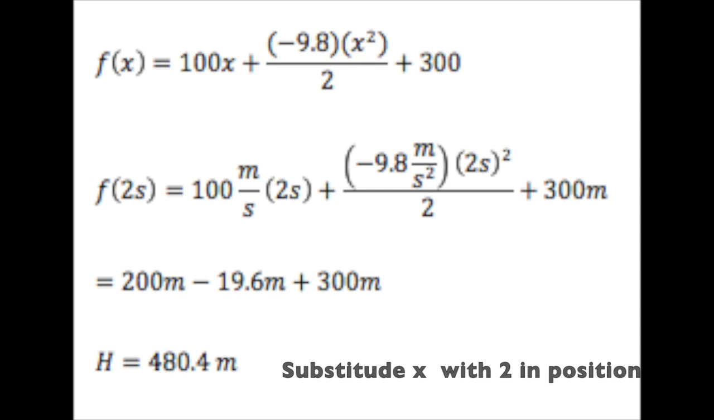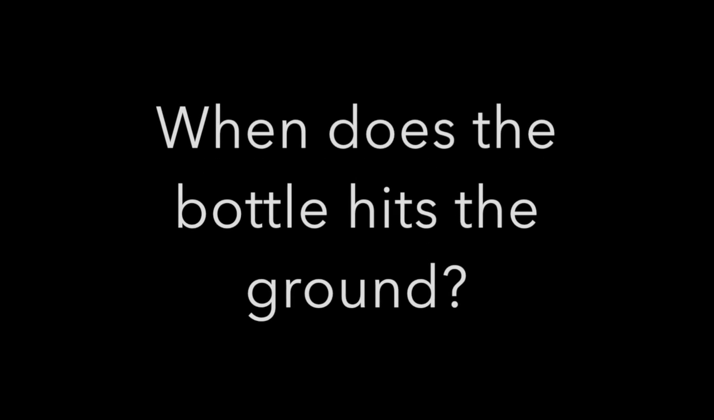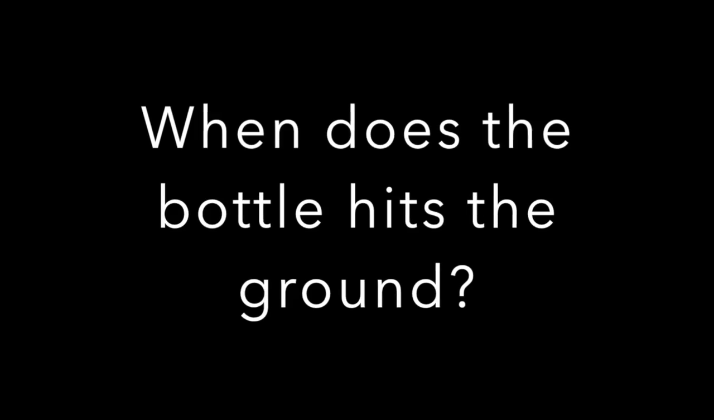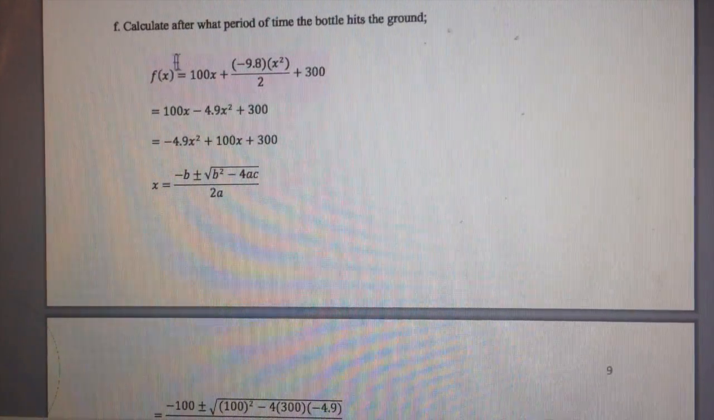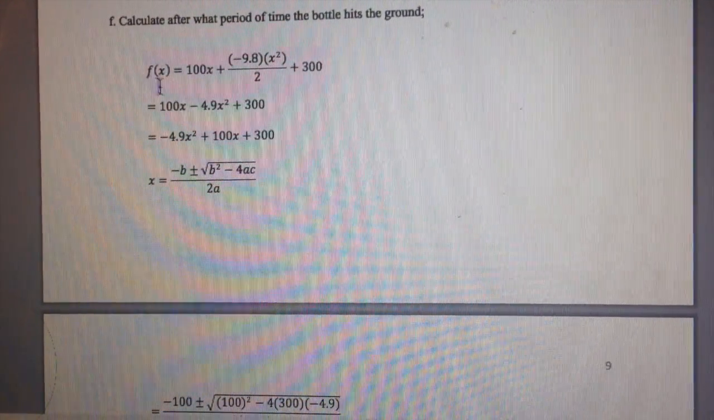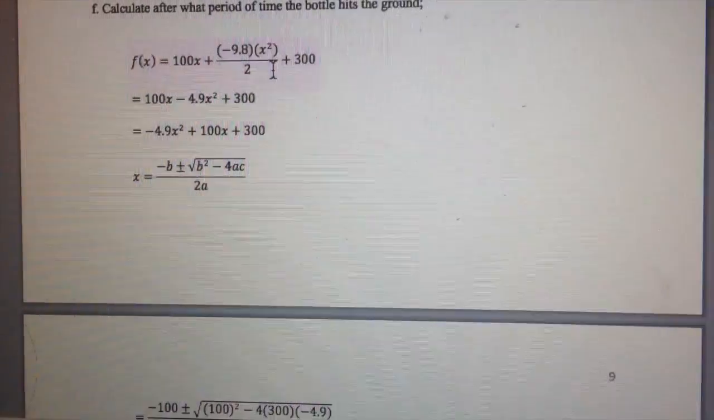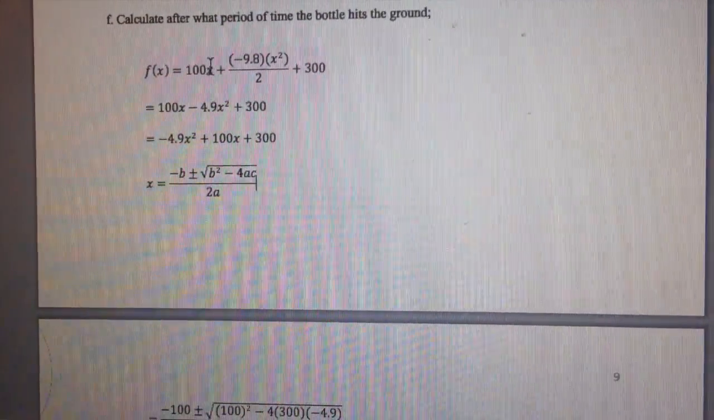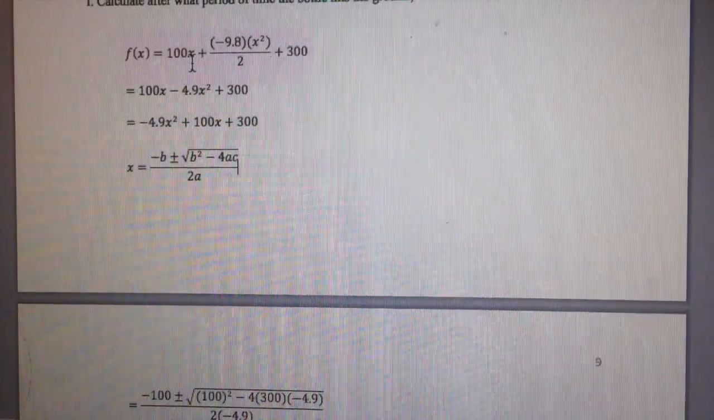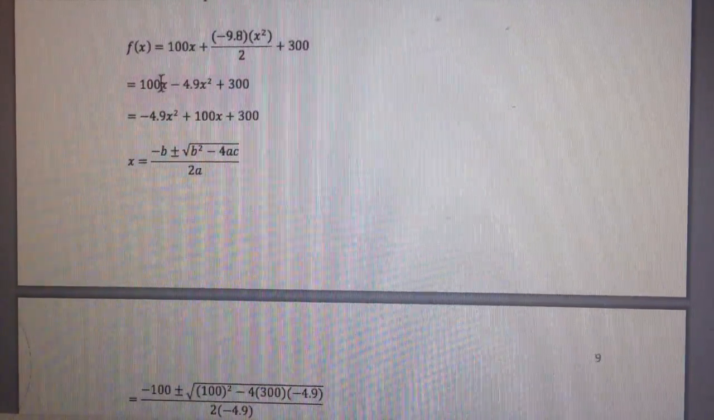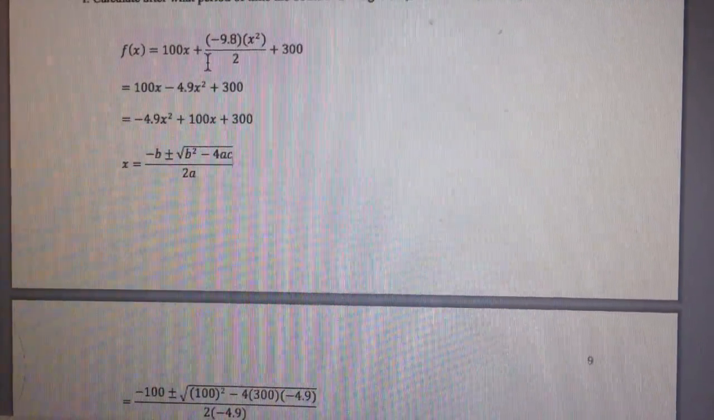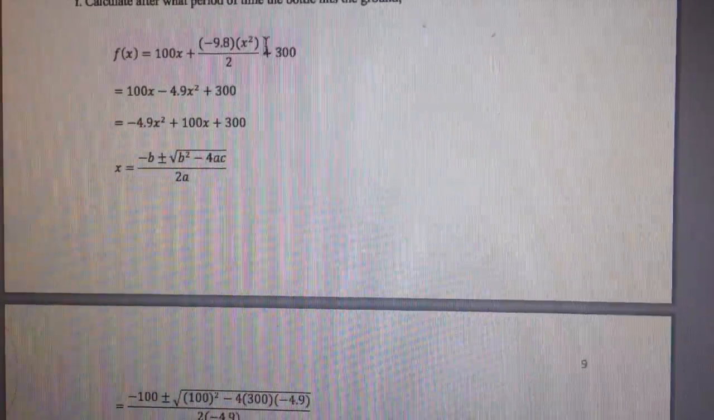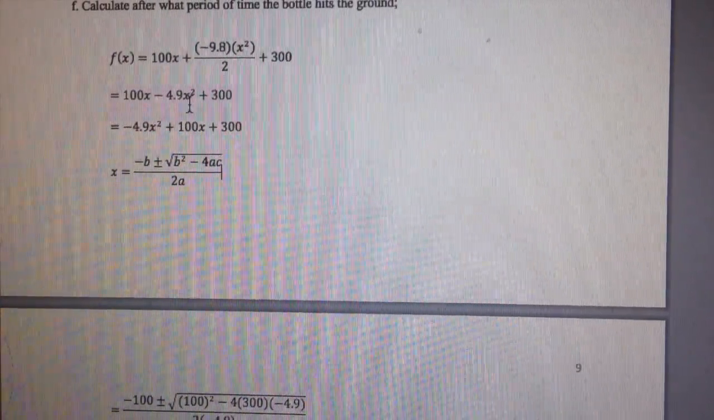Substitute x with a 2 in the position equation. First, we have to start with our position equation, in which we have to remember that the x represents the time. Then we have to solve and substitute the fraction that sits over here. At the end, it gives us this result.